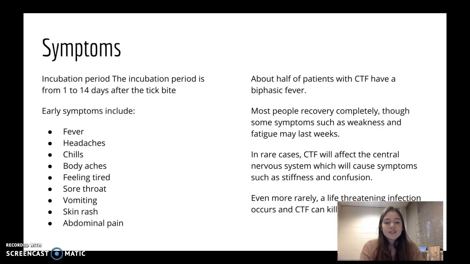In rare cases, CTF will affect the central nervous system, which will cause symptoms such as stiffness and confusion, and the stiffness is usually located in the neck. Even more rarely, a life-threatening infection occurs, and CTF can actually kill the patient.